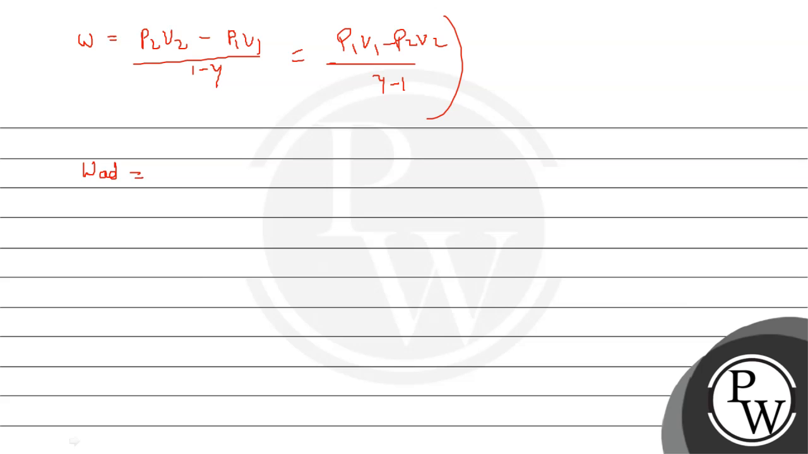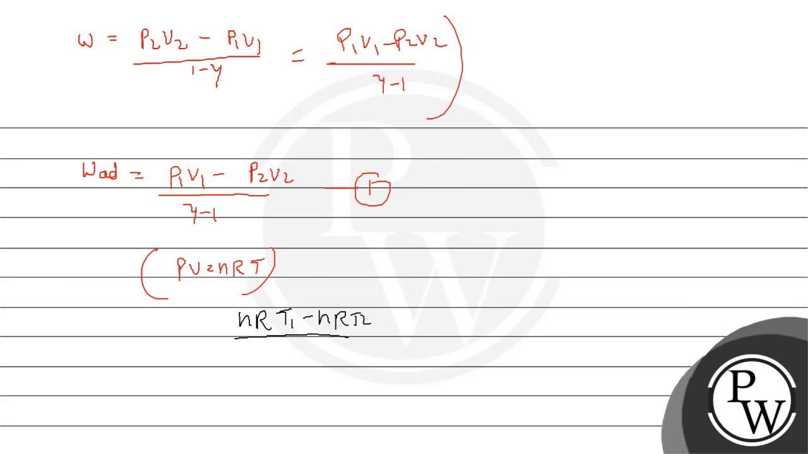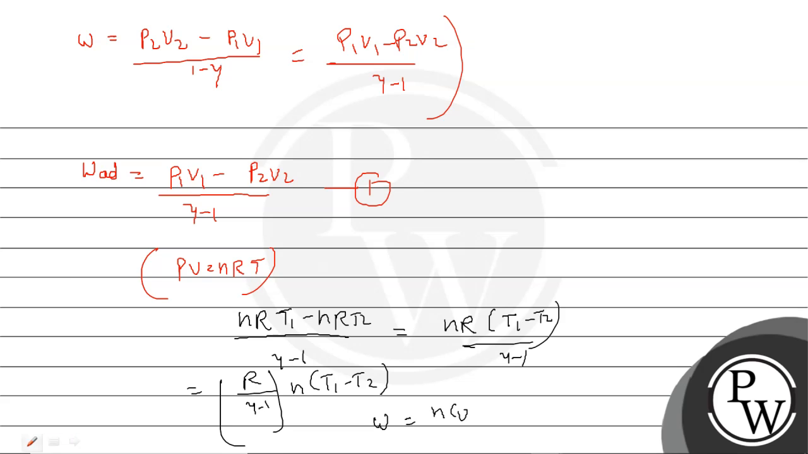So the work done in the adiabatic process will be P1 V1 minus P2 V2 upon gamma minus 1. We can remember it as initial minus final, upon gamma minus 1. Consider this first equation, and PV equals nRT, which is the ideal gas equation. Substituting PV with nRT, we have nR T1 minus nR T2, upon gamma minus 1. Taking nR common, we get nR (T1 minus T2) upon gamma minus 1. Taking R upon gamma minus 1 together, the work done will be n Cv (T1 minus T2), and we know Cv equals R upon gamma minus 1.